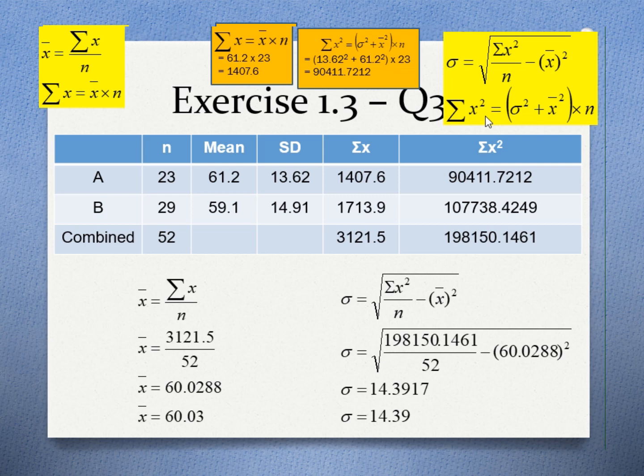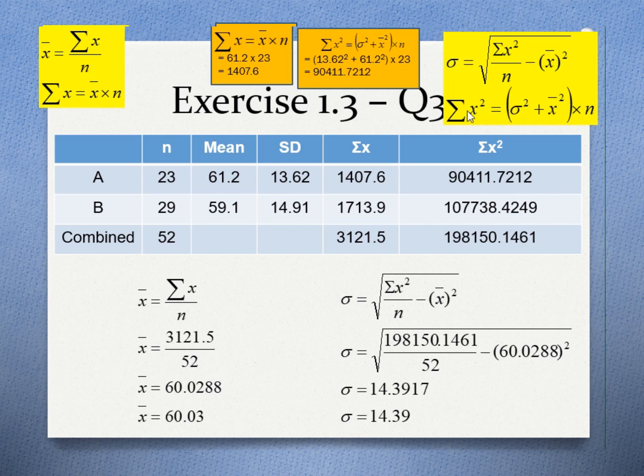So this is your standard deviation formula, and you're going to look for your sigma x squared from there. I would rather you use this formula because it is faster to do your calculations. So how to find sigma x? You just take your mean times n. As you can see here, you cross multiply these two. It doesn't come out of nowhere, it is from the formula.